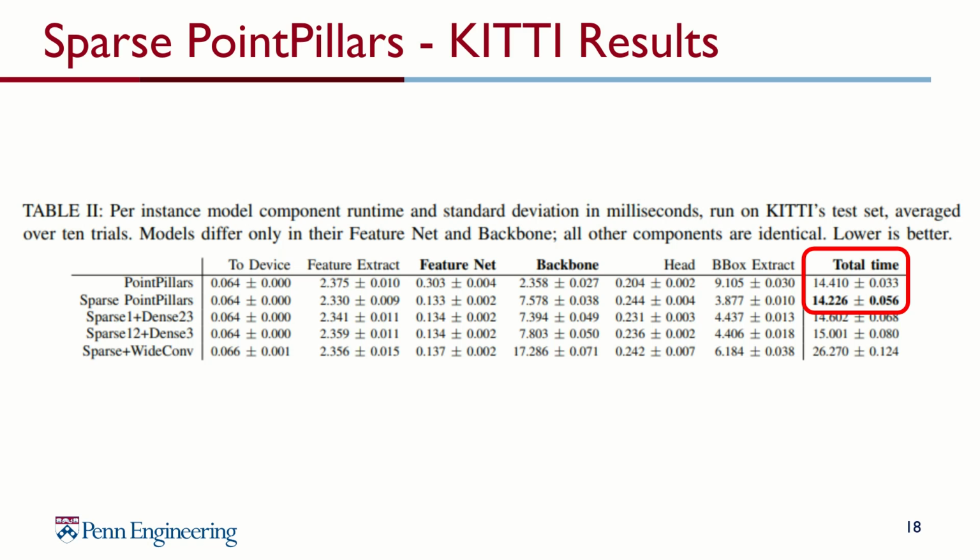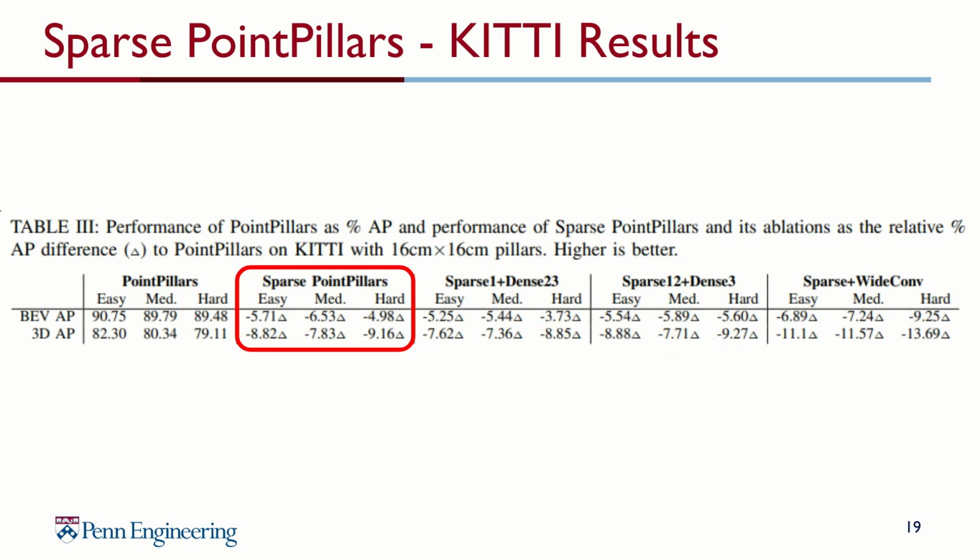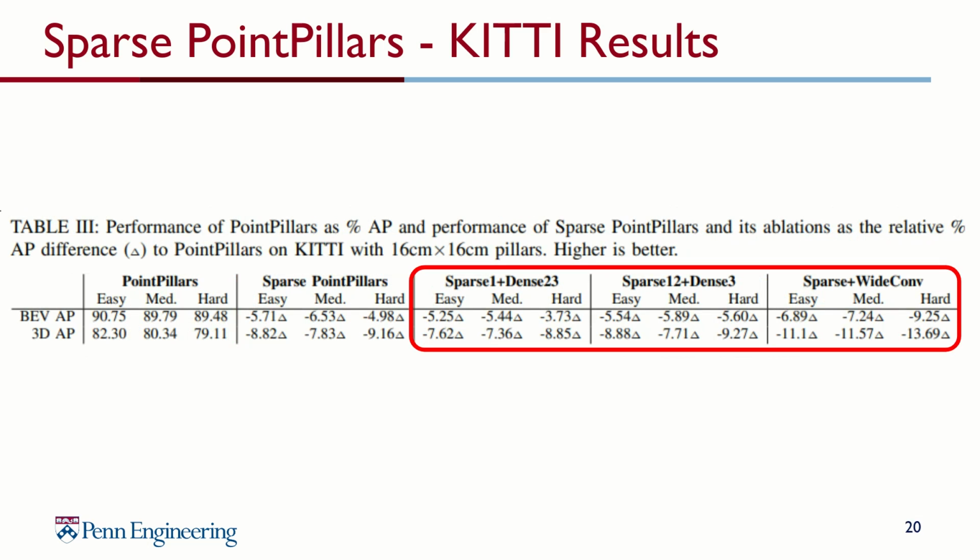Sparse PointPillars has a very minor runtime improvement over PointPillars, with a 5 to 9% decrease in AP, with the ablative models performing similarly poorly. However, the KITTI dataset is from a self-driving car and not representative of the types of tasks required for mobile service robots or other embedded systems.